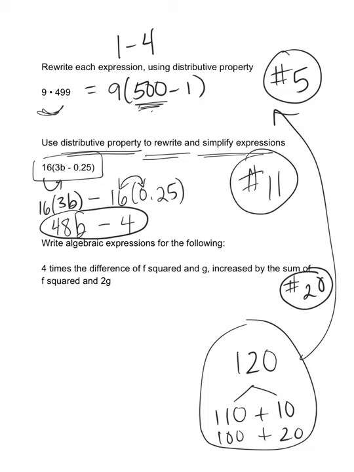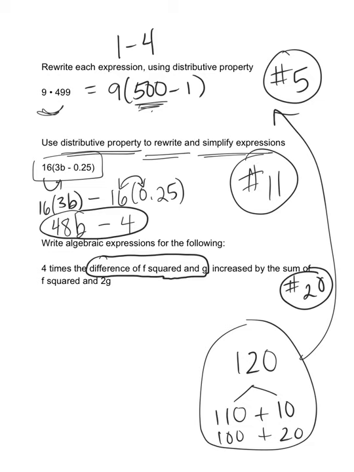No. Alright, so I want to write an algebraic expression for this big long guy. Let's take it piece by piece. 4 times the difference of f squared and g increased by the sum of f squared and 2g. When you see the word and, think of composition. Difference means subtraction. I'm taking the difference of those two things.